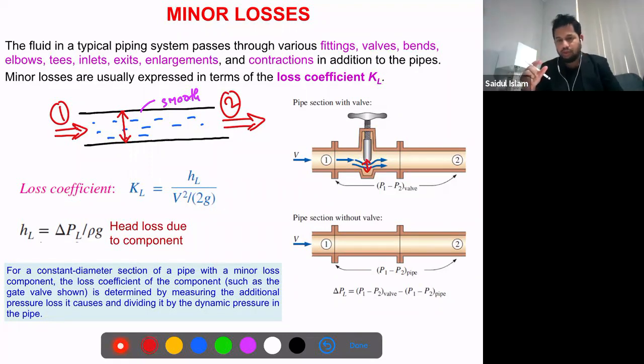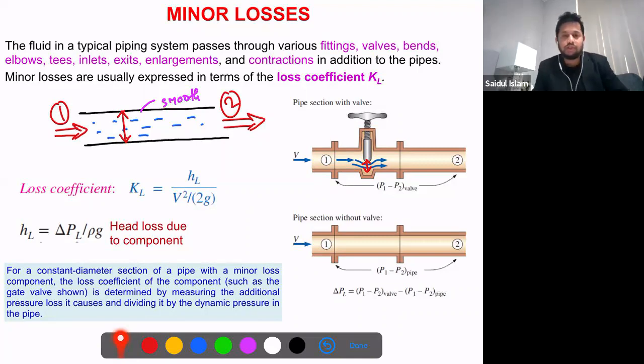That means it becomes narrow. Now it is acting like a stenosis pipe. So it's kind of a contraction. And due to this contraction, this narrow surface area, we expect high velocity here and low pressure. So we'll experience some sort of pressure loss, and this loss we usually call the minor loss.